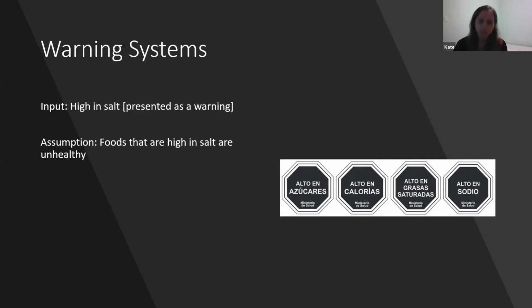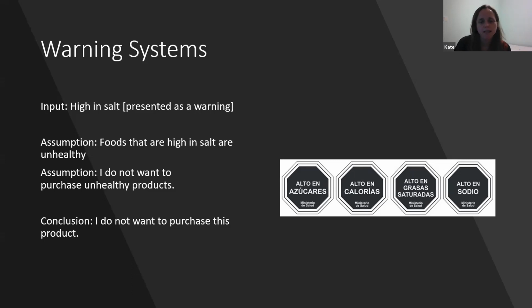Now, even if you didn't hold that as an assumption before, you can deduce it from the presence of a warning. That leads you, then we've got our other assumption, I do not want to purchase unhealthy products from our ideal customer. And the conclusion that this leads us to is, again, I do not want to purchase this product. So warning systems are very good at getting us to the do not purchase decision. Again, very quickly, very easily, with highly accessible or inferable assumptions.